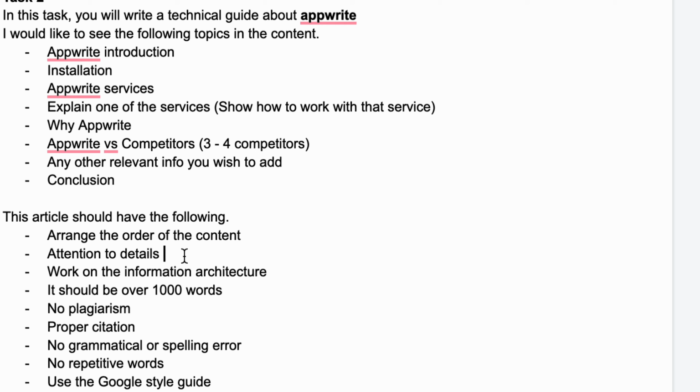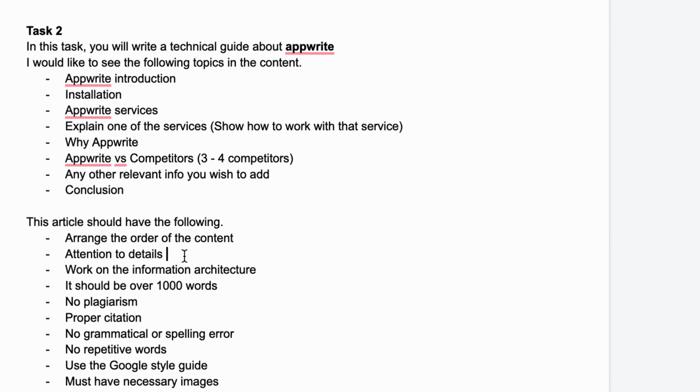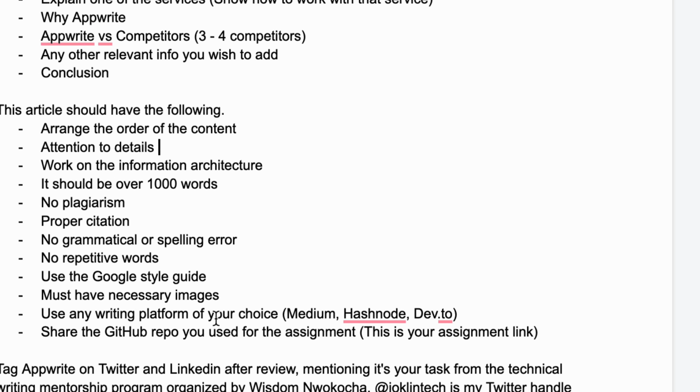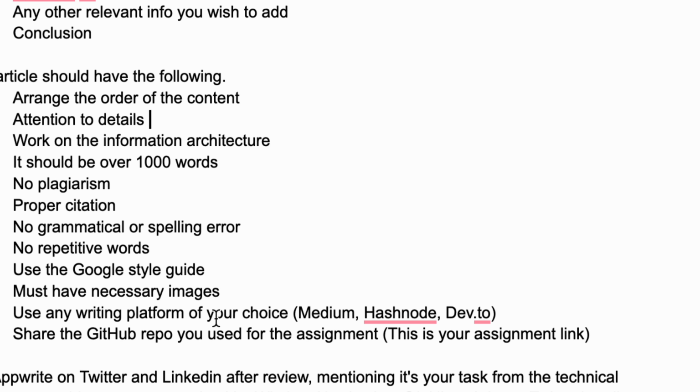Now, work on the information architecture. It should be over 1,000 words. No plagiarism, proper citation, no grammatical or spelling error, no repetitive words. Use the Google Style Guide. Must have necessary images and use any writing platform of your choice. This time around it is not GitHub. You can use Medium, Hashnode, Dev.to, or any other writing platform of your choice.